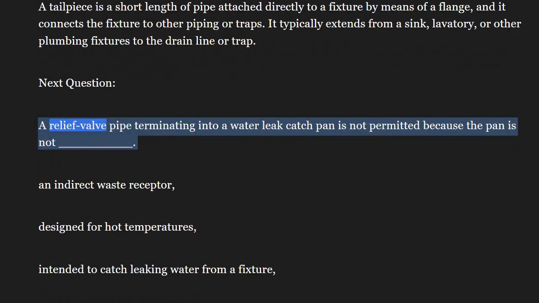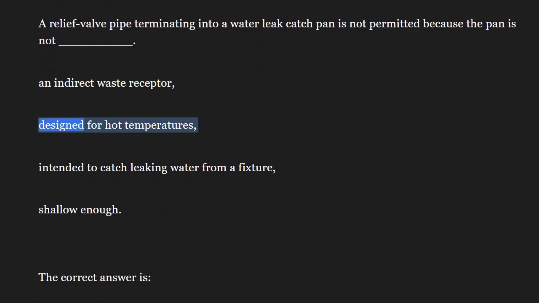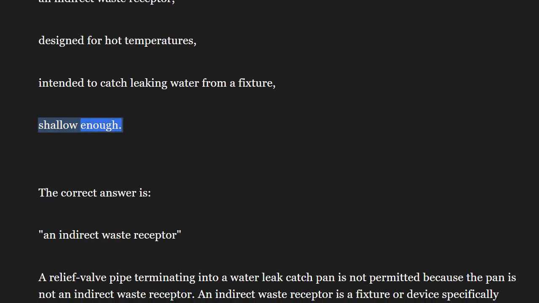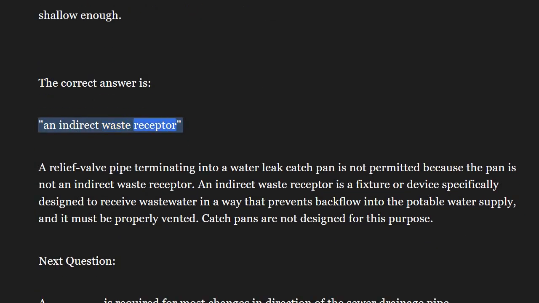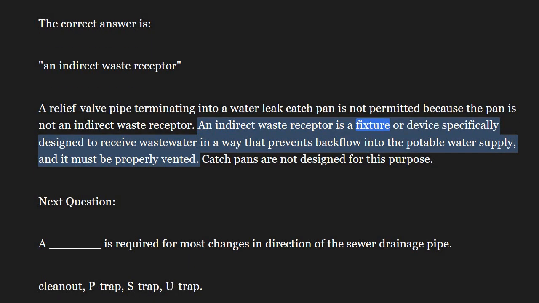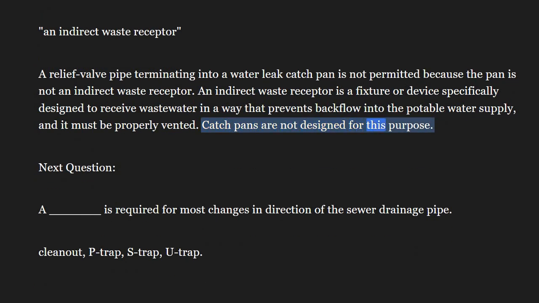Next question. A relief valve pipe terminating into a water leak catch pan is not permitted because the pan is not an indirect waste receptor, designed for hot temperatures, intended to catch leaking water from a fixture, shallow enough. The correct answer is an indirect waste receptor. A relief valve pipe terminating into a water leak catch pan is not permitted because the pan is not an indirect waste receptor. An indirect waste receptor is a fixture or device specifically designed to receive wastewater in a way that prevents backflow into the potable water supply, and it must be properly vented. Catch pans are not designed for this purpose.